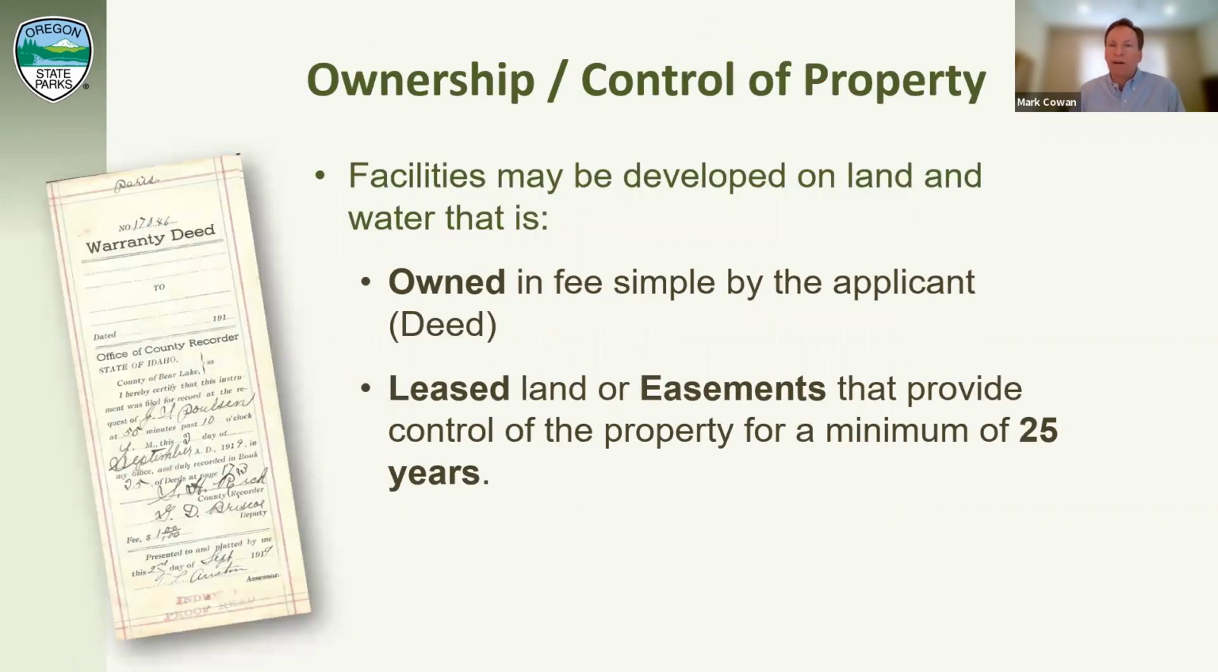One key factor in all of our applications and projects is ownership. You need to have control of the property. So you need to either own the property outright or have a lease or an easement to determine that you have control of the property for a minimum of 25 years. If we're going to put local government dollars into a project, we want that money, or those facilities, to stay there for the next 25 years minimum.